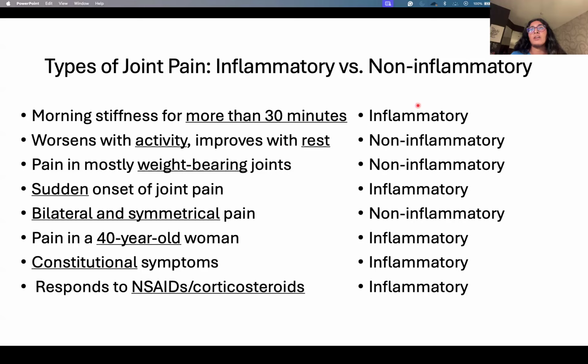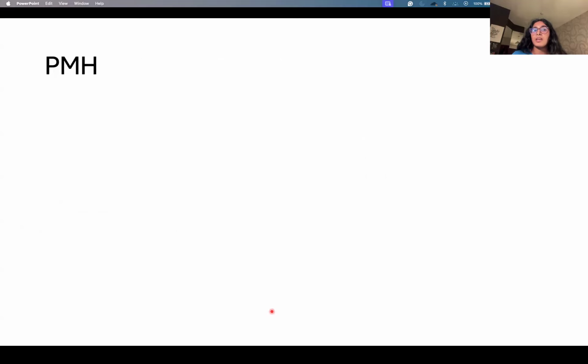This is a really good way of going about SBAs. If you can look at it from a Socrates perspective and halve the answer options, you'll be good to go. So look back at the recording or take a screenshot or whatever. This is a good summary. Okay. So now we can move on to asking them about their past medical history.